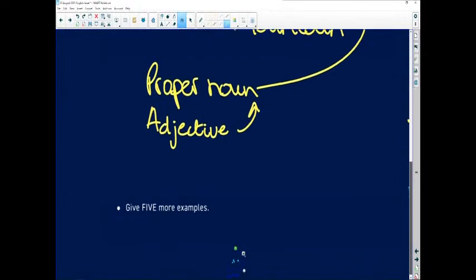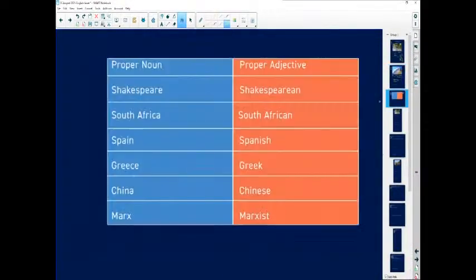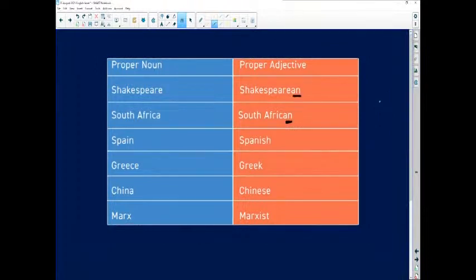Right, five more examples. Can you think of any off the top of your head? Have you got some? So think of a proper noun and turn it into an adjective. Let's have a look at what I suggested. Right, fairly obviously I chose South Africa. And I suppose I had to choose Shakespeare. So notice what we've got here. We've got that ending, that suffix.